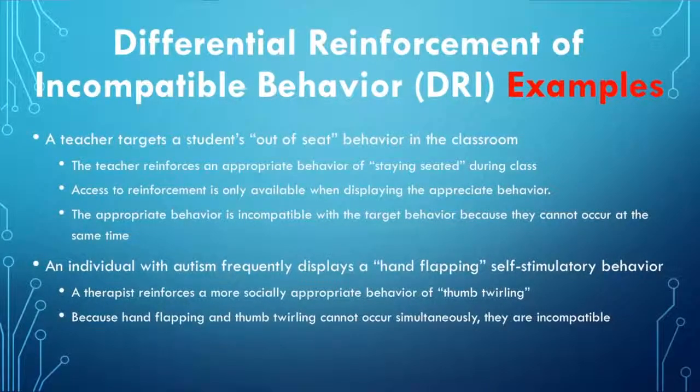An example of DRI would be a teacher who targets a student's out-of-seat behavior. The teacher decides to reinforce a replacement appropriate behavior of staying seated. A second example would be a client with autism who frequently displays a hand-flapping self-stimulatory behavior. The therapist reinforces a more socially appropriate behavior of thumb twirling. Because hand flapping and thumb twirling cannot occur simultaneously, they are incompatible.